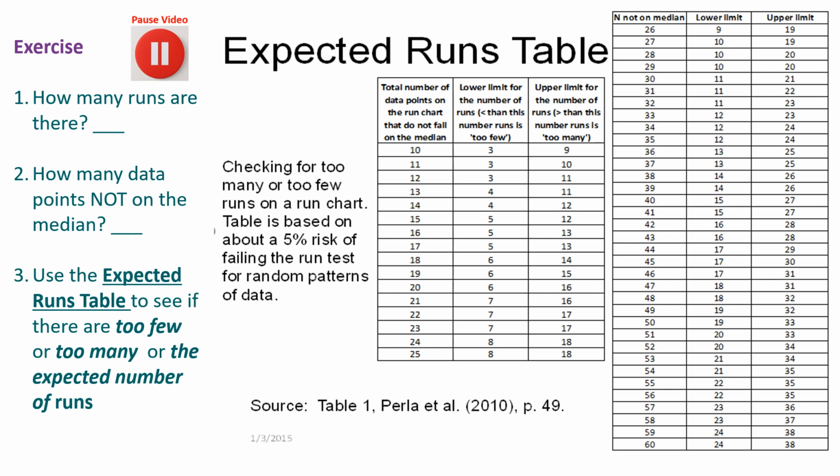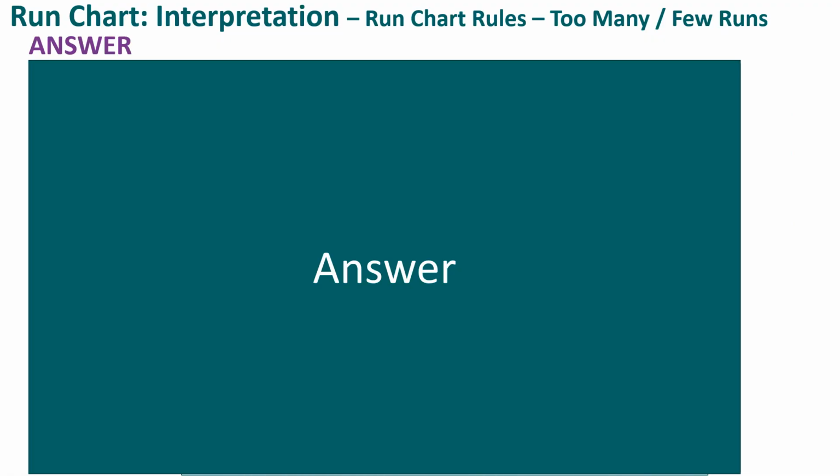So from the chart, you needed to work out how many runs there were and how many data points were not on the median line, and then use the expected runs table to see if there were too few, too many, or the expected number of runs. So pause the video and do your calculations. I'll now reveal the answer.